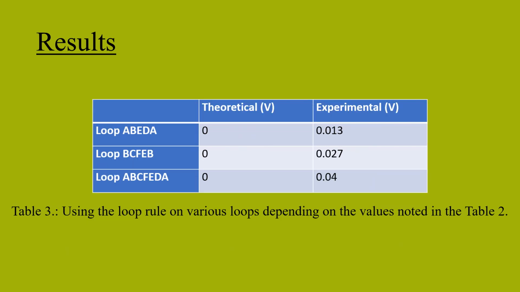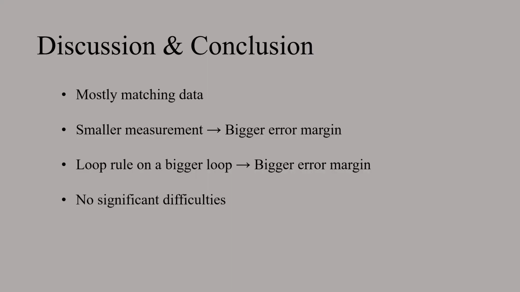And this is the result for part B, applying the loop rule. As you can see, these are all closed loops, so theoretical values are all 0. And these are the experimental values I got. So the experimental data mostly matched with the theoretical data. I am happy with that.